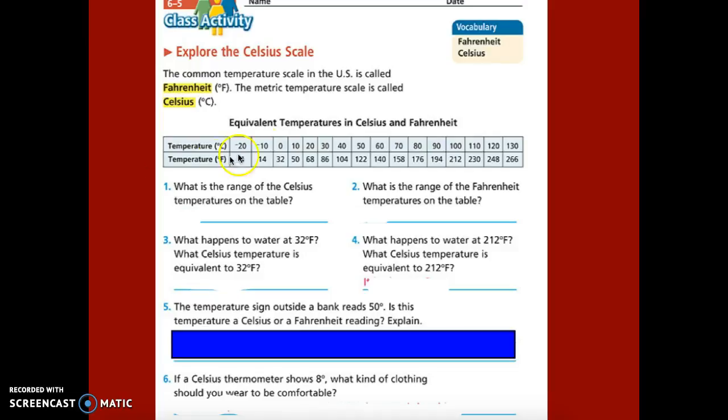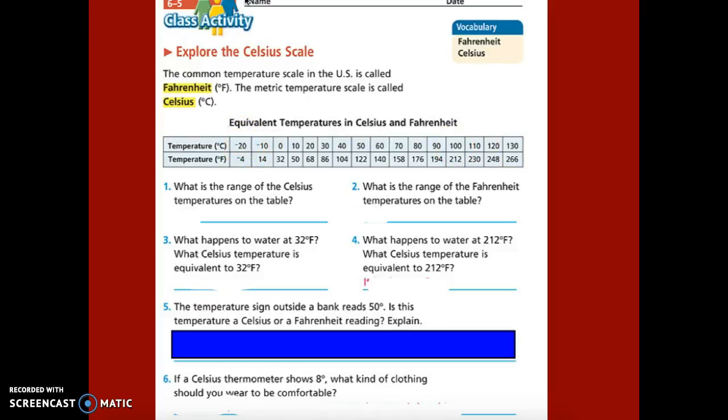So let's go ahead and look at this chart, and this is comparing temperature in Celsius. That's the metric version, and Fahrenheit is what we use in the US. So let's go ahead and compare. What is the range of Celsius temperatures on the table? So here's the Celsius temperatures, and the range, remember, is the biggest number to the smallest number.